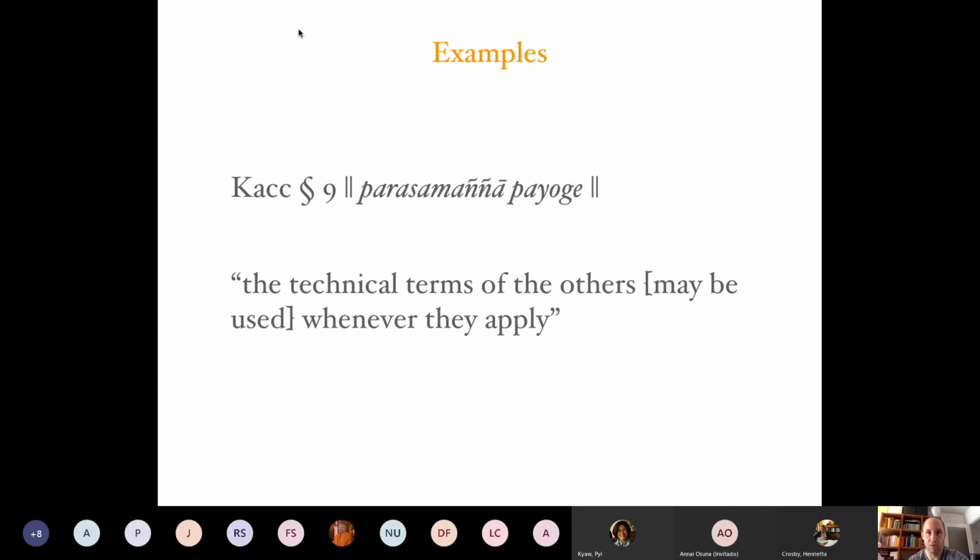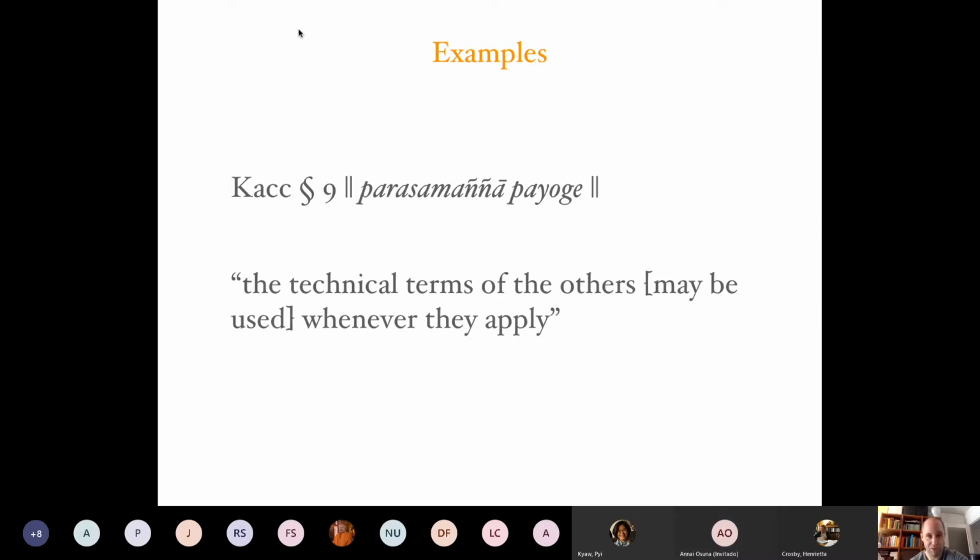Now we can see a few examples of paribhasas to get an idea of how they look and what they are for. Some of them we've already seen, but we will simply refresh. A very famous paribhasa that we have seen already is parasamanya payoge, which means something like the technical terms of the others may be used whenever they apply. That means whenever you find a technical term in Kaccāyana that is not defined in the Kaccāyana itself, you have to understand that the definition given in the Sanskrit books applies.